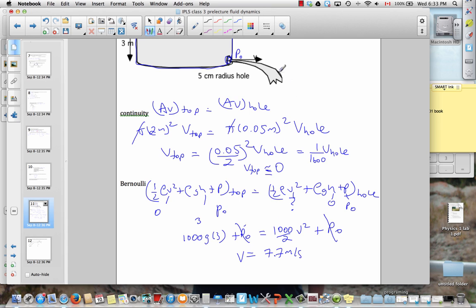And that's the first classic Bernoulli problem. So now we know how fast the fluid's coming out of the hole. We wrote a continuity statement and a Bernoulli statement.